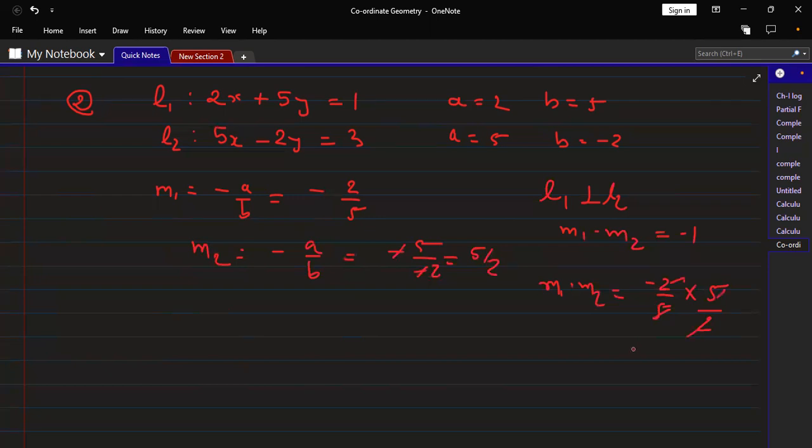So your answer is minus 1. This way L1 is perpendicular to L2. Okay.